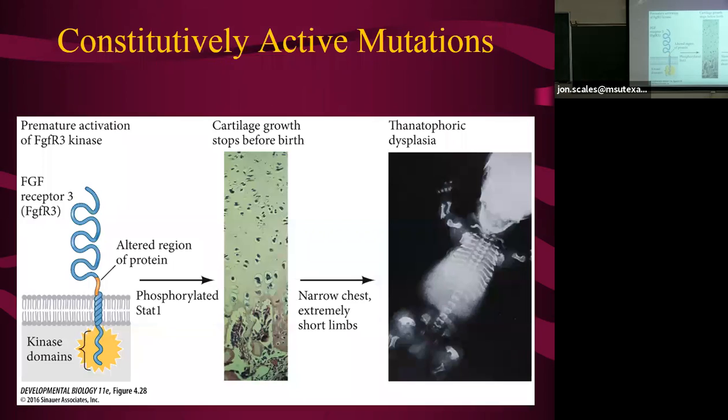And here are some examples of FGF receptor. This is a constitutive active mutation which causes the cartilage to differentiate prior to proliferating enough, and you get faulty cartilage deposition, therefore faulty bone formation. So the limbs are shortened. Some FGF mutations, both in the ligand and in the receptor, are the cause of certain types of dwarfisms.